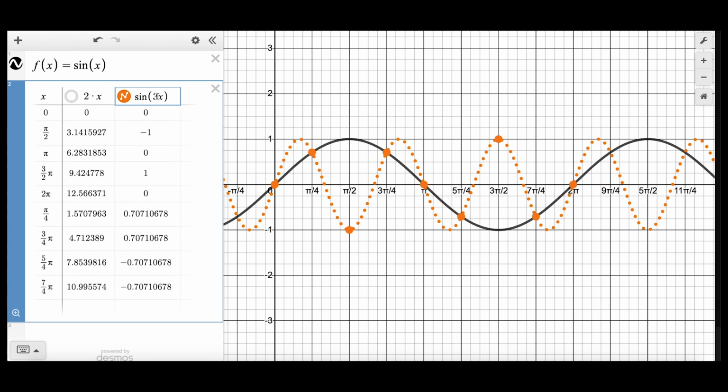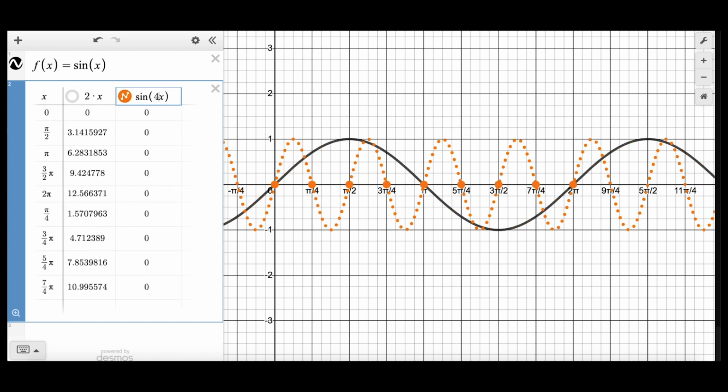So now if we do 3 times x, notice how the new period is 2/3 of pi. So 2 pi is broken into 3 pieces. Here's 1, 2, 3. So now 2 pi is broken into 3 pieces. Our new period is 2 pi divided by 3.